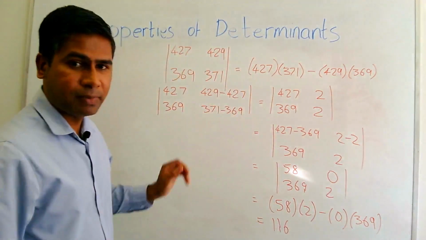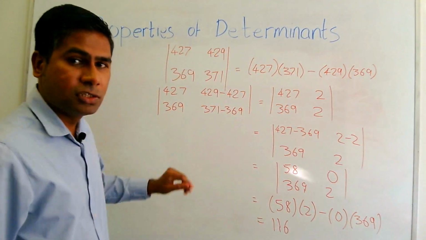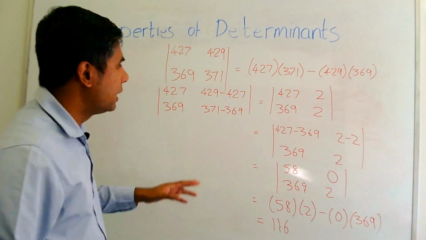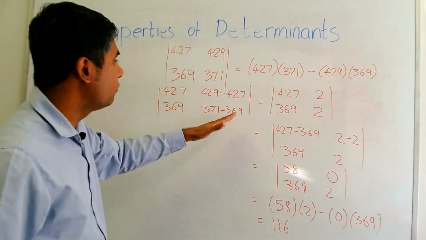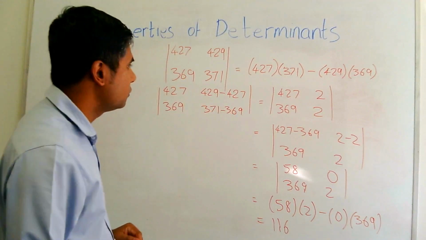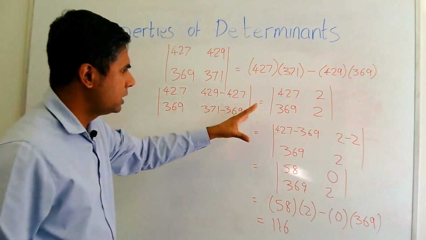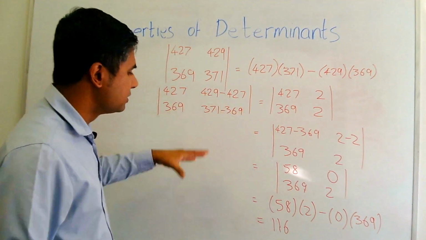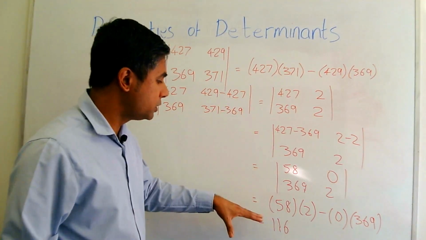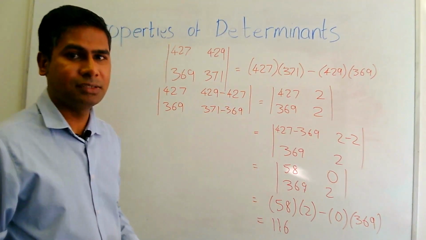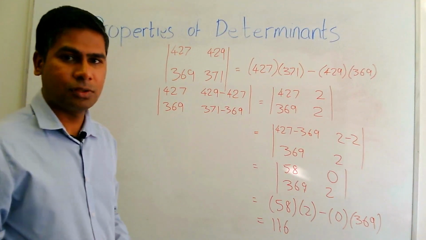Just by using the property of being able to swap around the rows and the columns and subtract one row from the other row, and using all of those properties, we're able to simplify our computational effort to calculate this determinant. So thank you very much for watching.